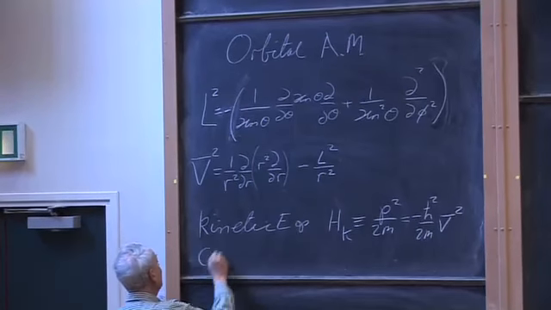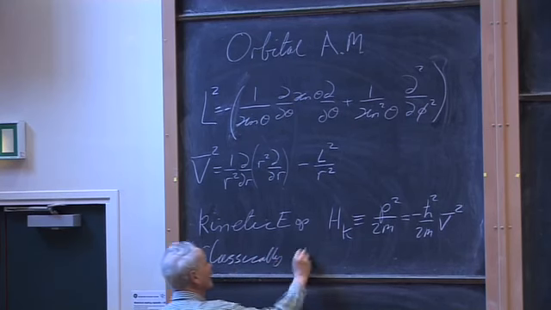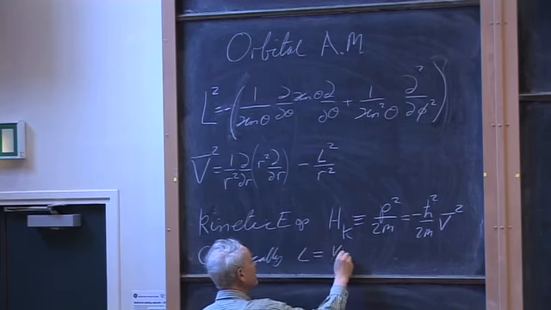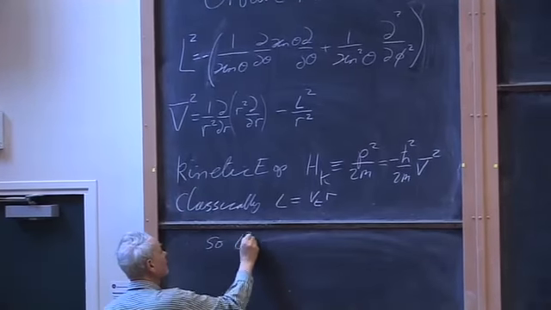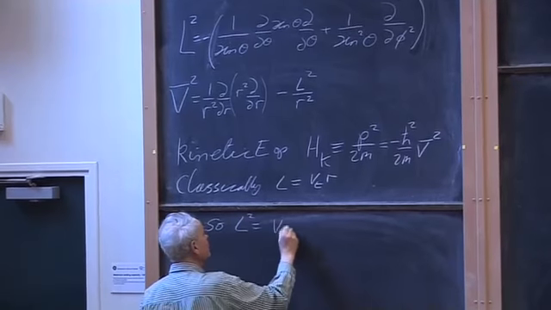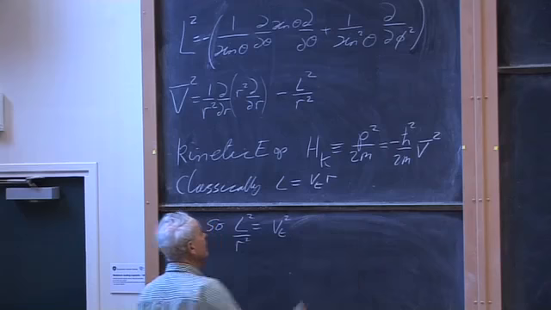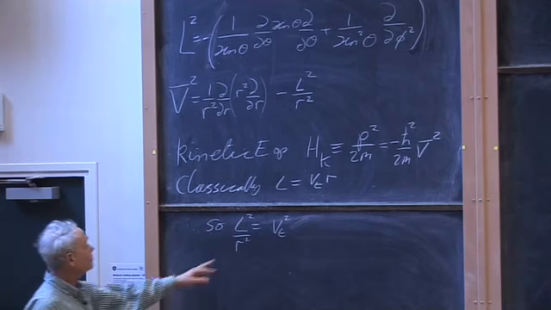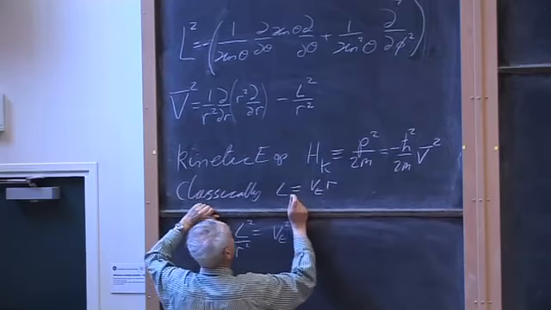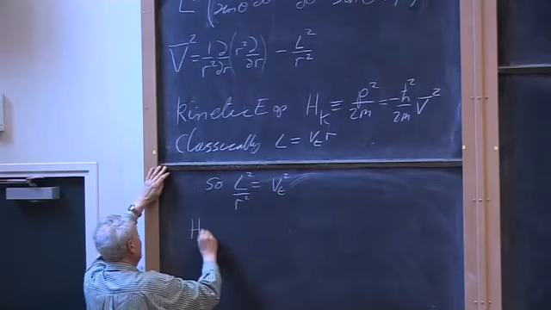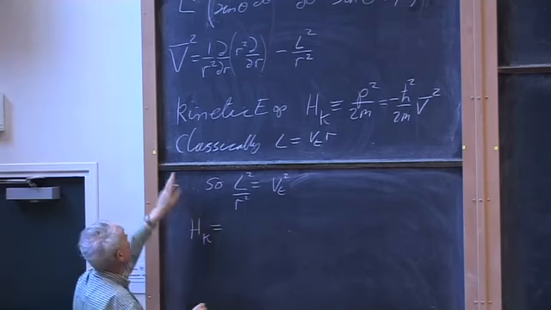And classically, we have that L is equal to v tangential times the radius. So L squared is v tangential squared times radius squared. L squared over r squared is equal to v tangential squared. So we have that Hk is equal to, that's suggestive of something, isn't it?